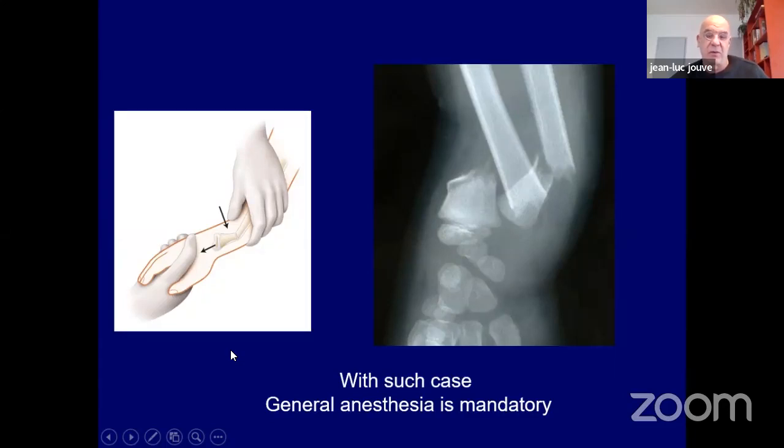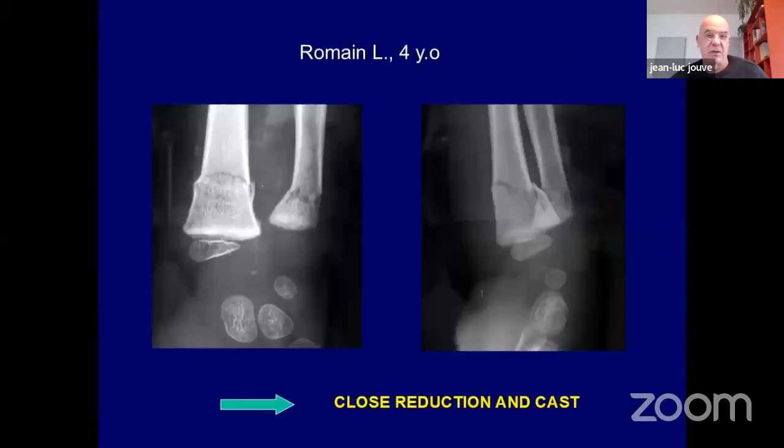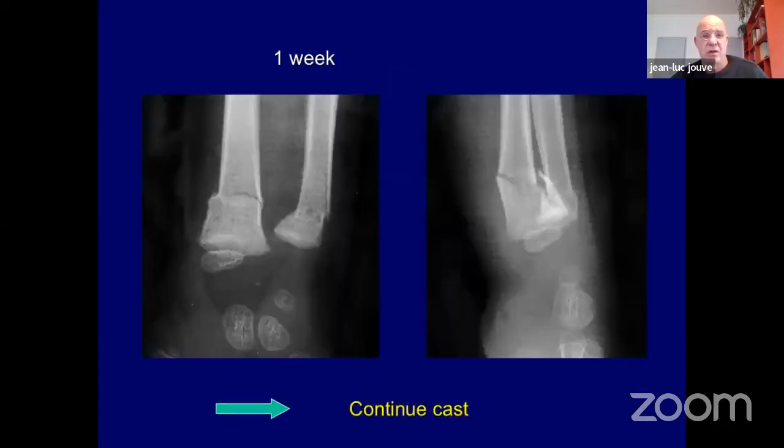Here is an example of large displacement with a good result. But take care of the secondary displacement. You see, this kid had a very displaced fracture. This is the reduction. At 1 week, it is okay, but you can see that in the sagittal plane, there is a beginning of secondary displacement.